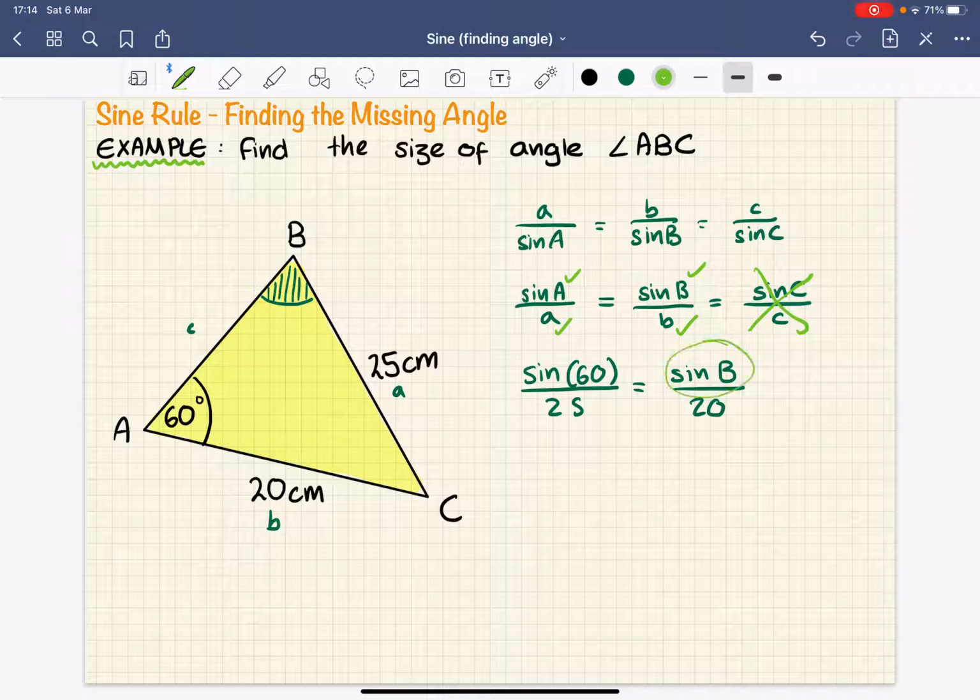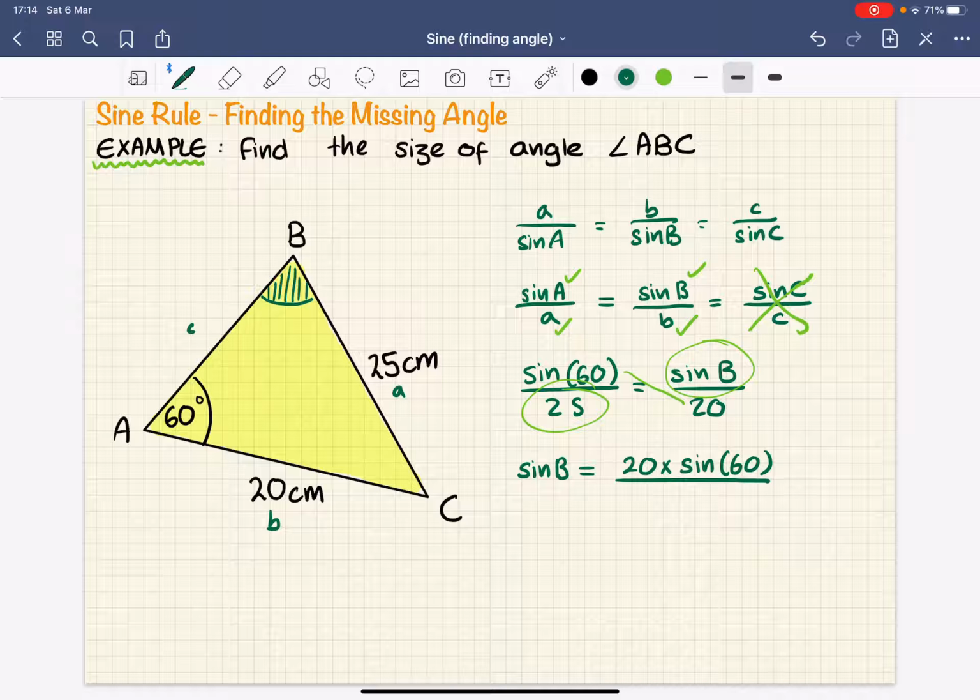So sine B is the thing I want. So I write sine B equals. I multiply across that diagonal. I generally always prefer putting the whole number in front of the sine when I do that multiplication. And then that all goes over the last thing on the bottom.